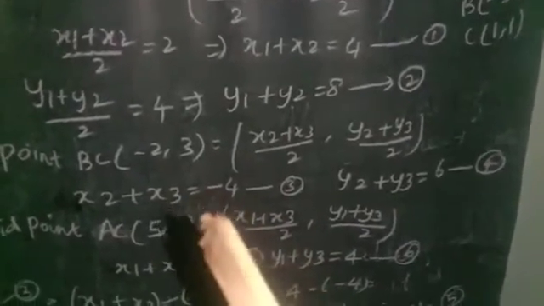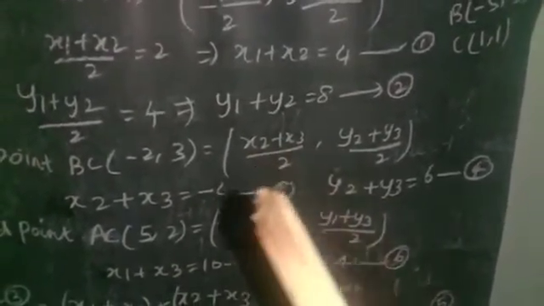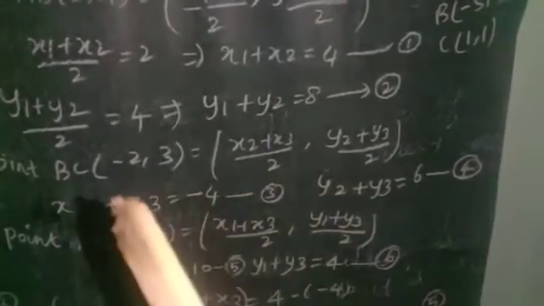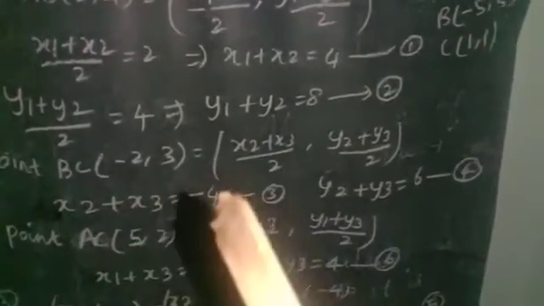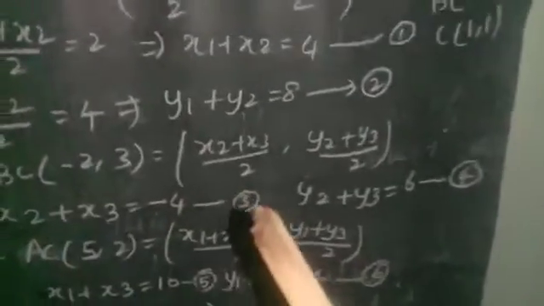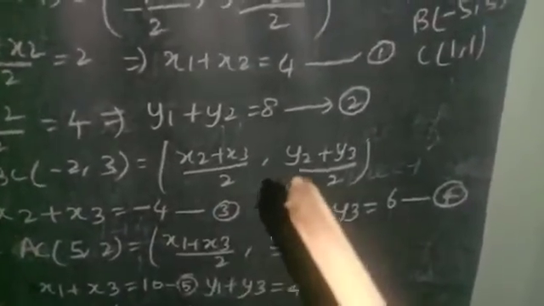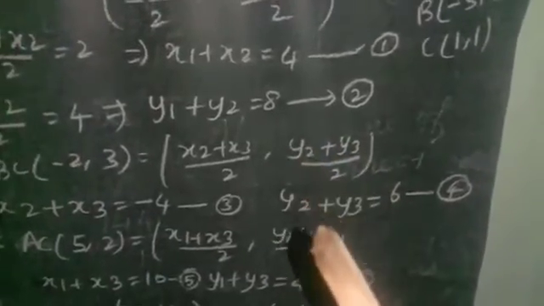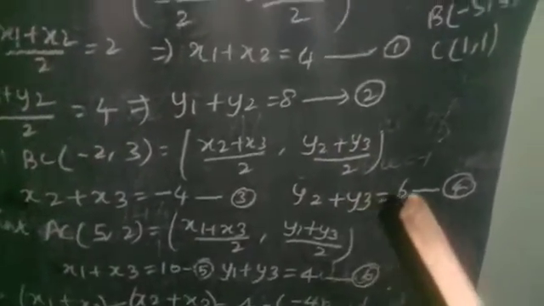Here we use cross multiply. (x2 plus x3) divided by 2 is equal to minus 2, then x2 plus x3 is equal to minus 4. Here we mention the third equation. As well as we find y2 plus y3 is equal to 6. Here we mention the fourth equation.